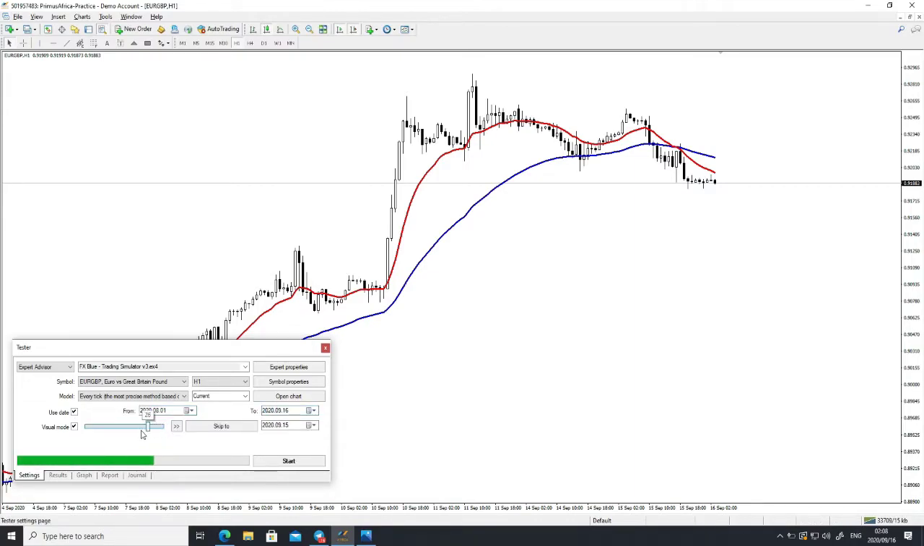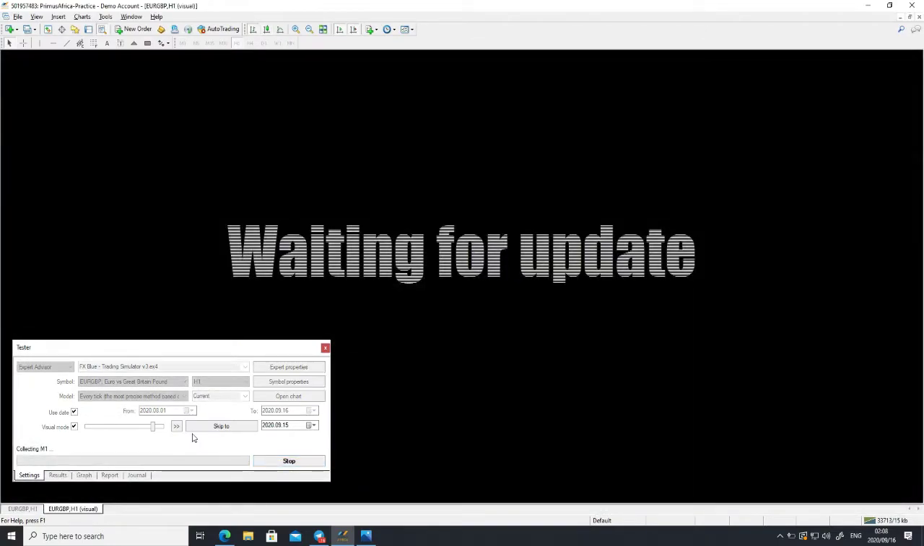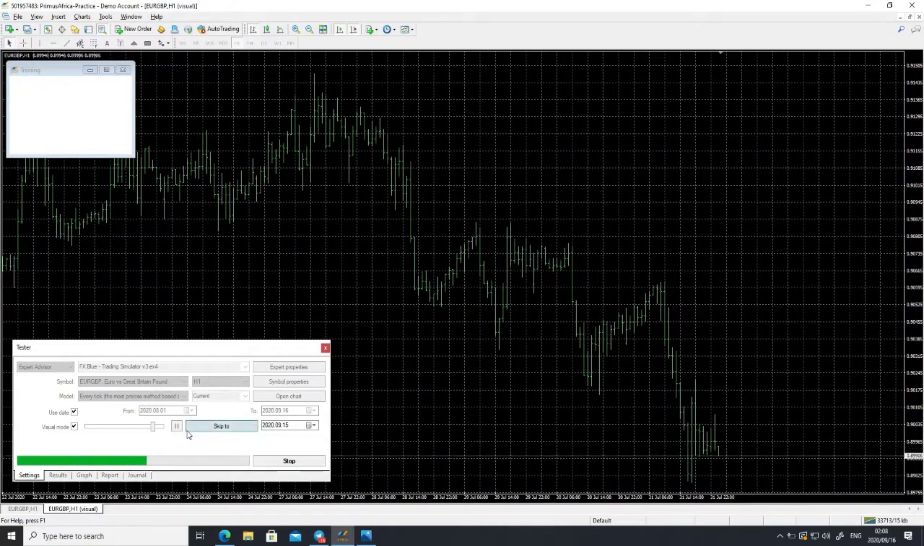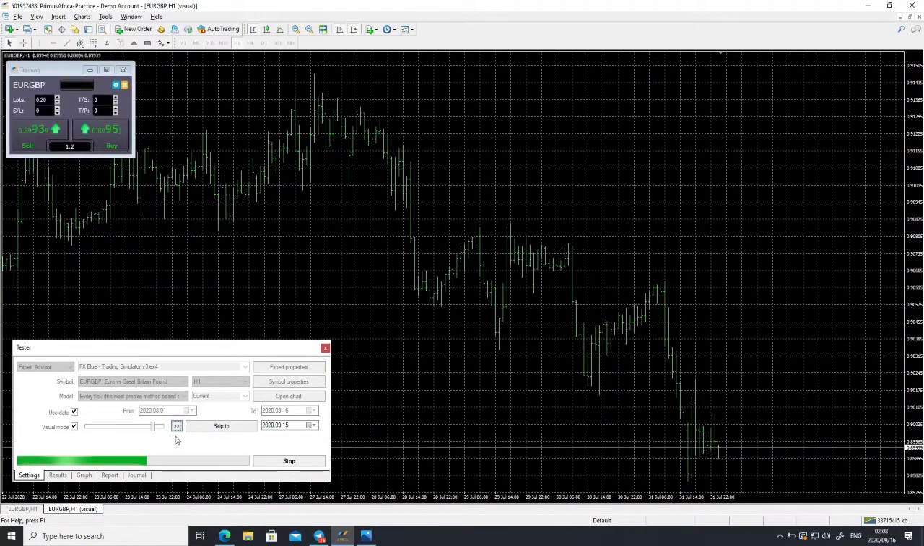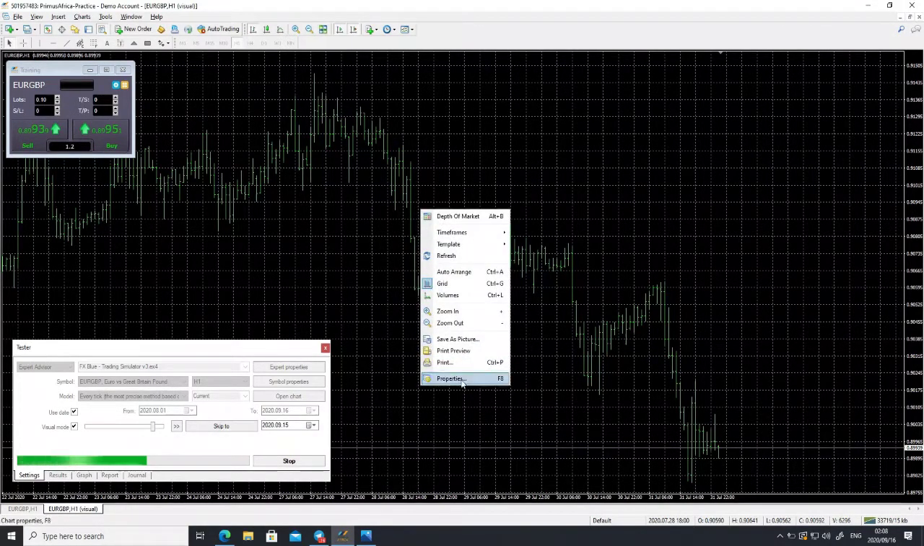Alright, so now this is my visual mode. I control the speed. I make it what I want. So now I'm going to click on start and let it load. Alright, so there we go. So now at the top there, you can see you have buttons available there and you can change your lot size.